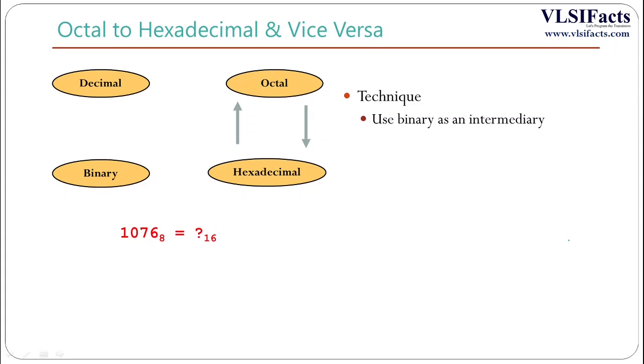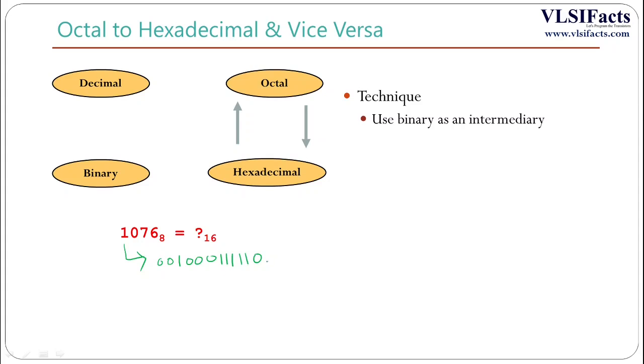The first one is an octal number, that is 1076. We will convert it to its corresponding hexadecimal number. First we will convert this number to its equivalent binary, and to do that we will write each digit of the octal number in the 3-bit binary form. So 1 can be written as 001, 0 will be 000, 7 will be 111, and 6 will be 110.